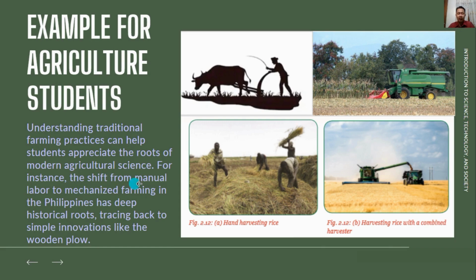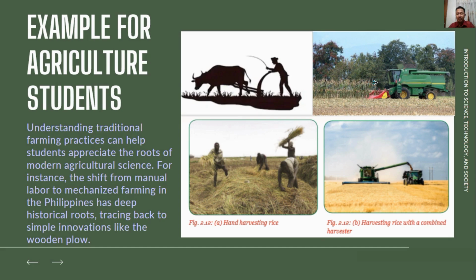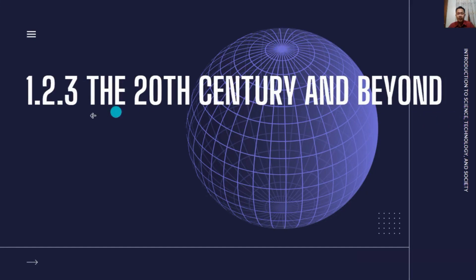For instance, the shift from manual labor to mechanized farming in our country has deep historical roots, tracing back to simple innovations like the wooden plow, as you can see here. Now, there are modern farms utilizing mechanization that really makes our farming more effective and more efficient. Then let's proceed to the 20th century and beyond.